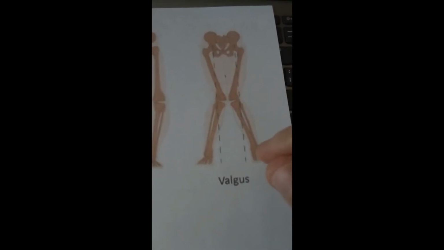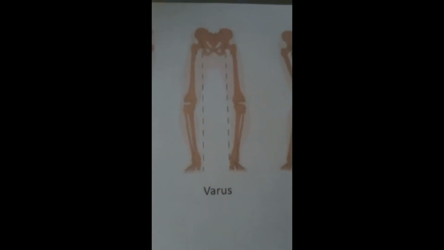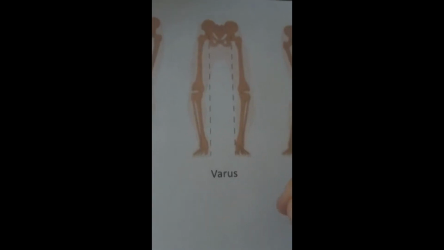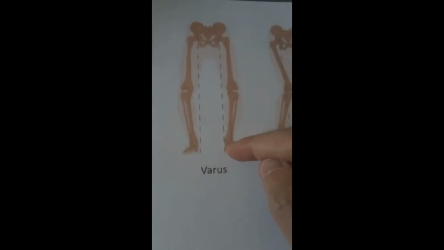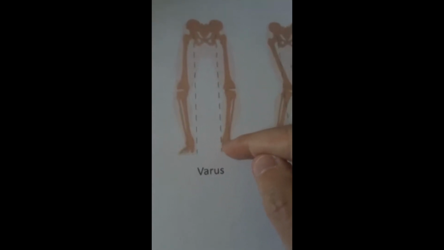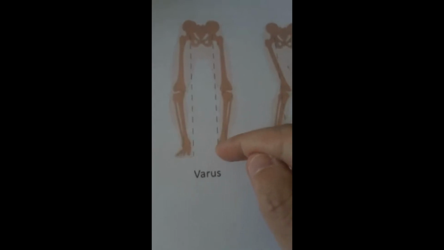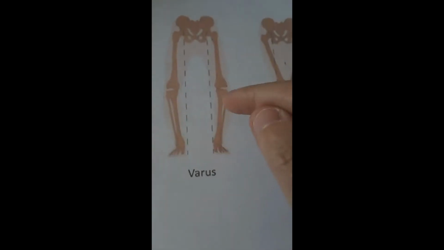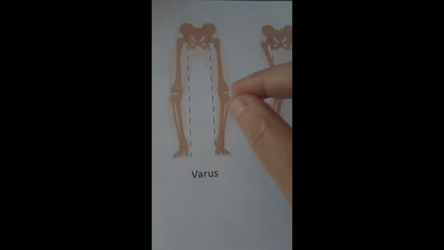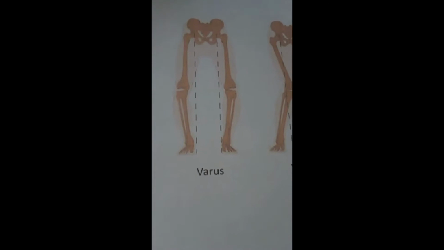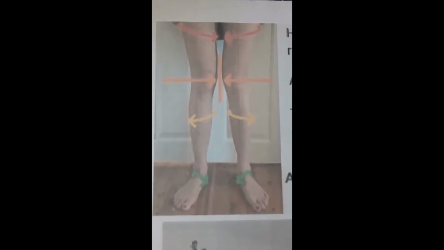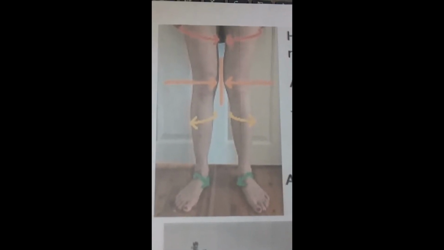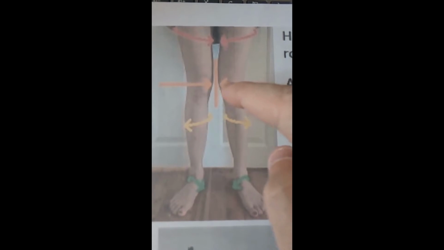And obviously in a varus, which is the opposite, which I will talk a little bit about, the angle of that distal part of the bone is inwards towards the midline of the body, which means the knee comes outwards, creating this bow-legged appearance. So that's a varus.